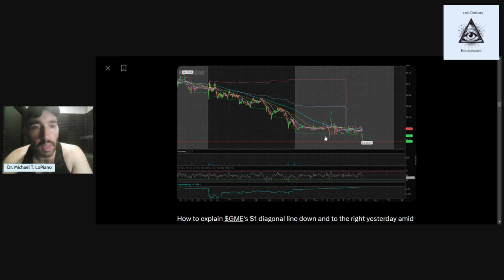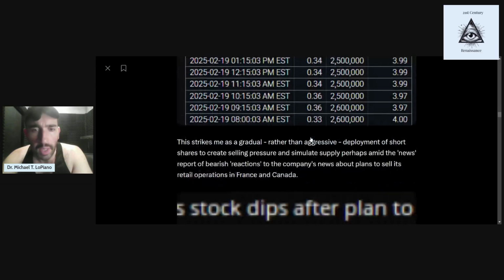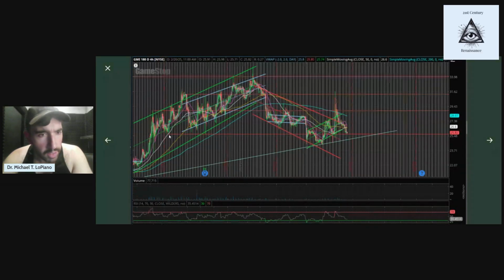What was interesting to me while I was doing my write-up here was that in the pre-market we very quickly tapped down to 25.71 and then bounced back up, and we're still bounced up basically off of that. And that was interesting to me from the perspective of this historic price level, which I've marked off with this red line. If we go down to our technicals and zoom out a bit, that would be this line right here. We did touch exactly this price level at 2 points back during our November bull run.